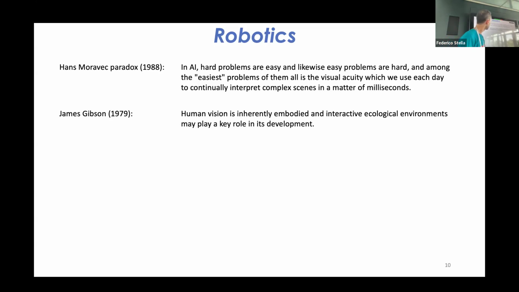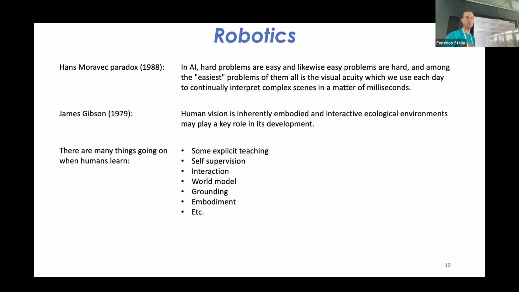And human vision is inherently embodied and interactive, and ecological environments may play a key role in its development. So again, the embodiment comes up again. When we learn, we don't just look at a data set of images or a data set of words. We interact with the world. We are driven by our own curiosity. We can move ourselves to another location and be driven again by curiosity.